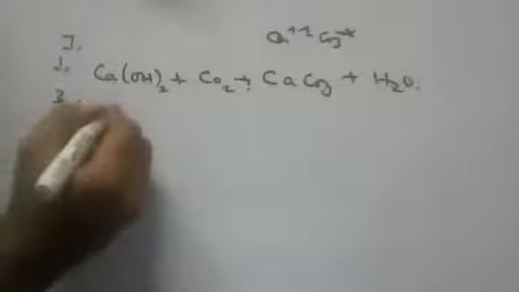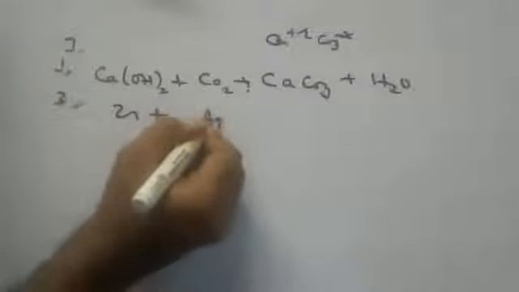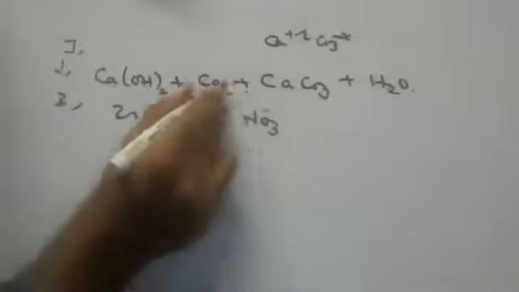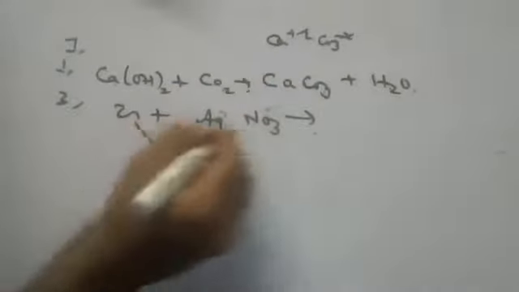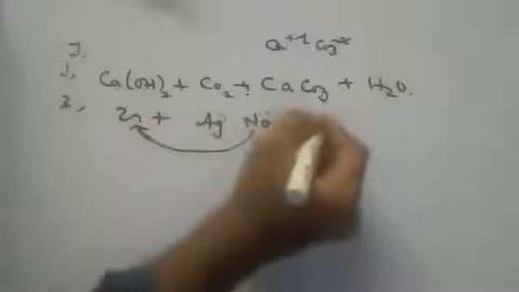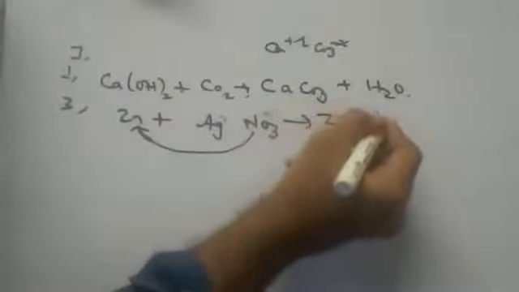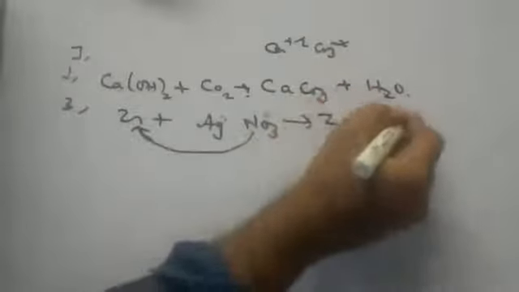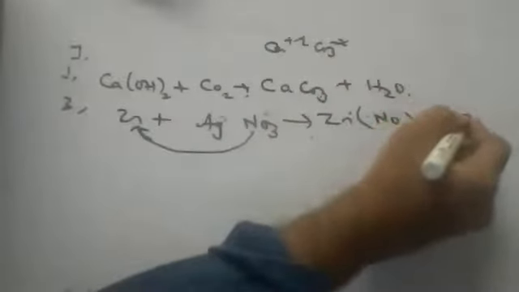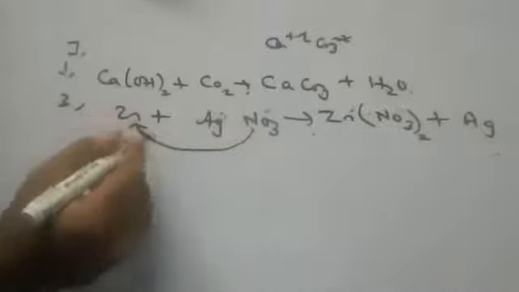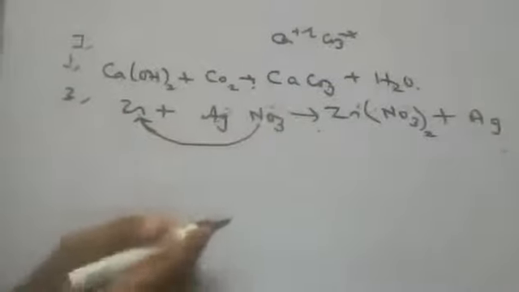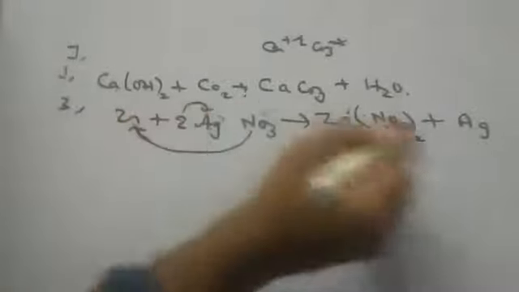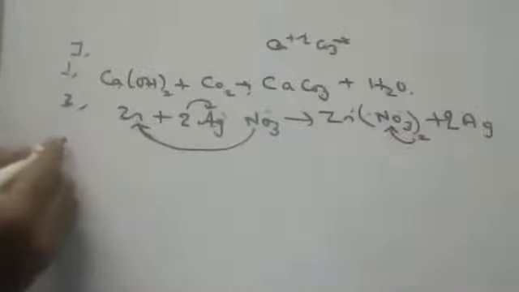Next, zinc plus silver nitrate, silver is plus 1, nitrate is minus 1, so plus 1, minus 1, cancel. So simple displacement will occur, this will go here, children, we'll get zinc nitrate, Zn is plus 2, NO3 minus 1, so this 2 will go down, Zn(NO3)2, plus silver is kicked out because a more reactive metal displaces less reactive metals from their salts. Two silver ions are there, put here 2, hence it is balanced.